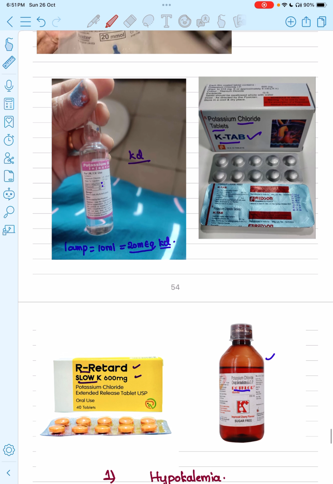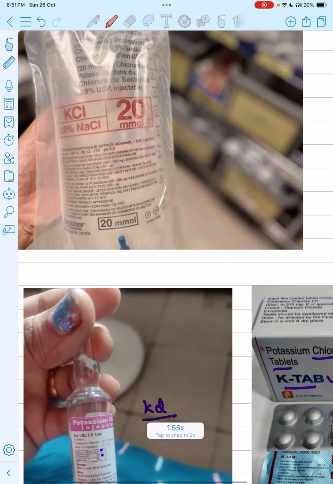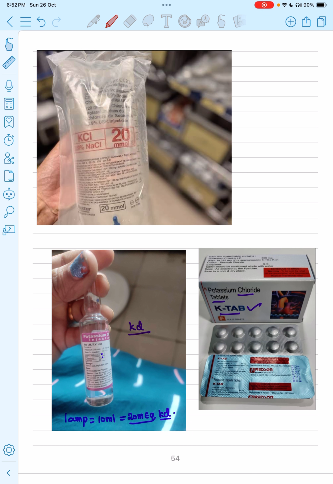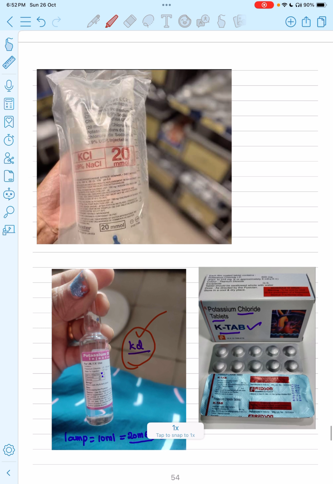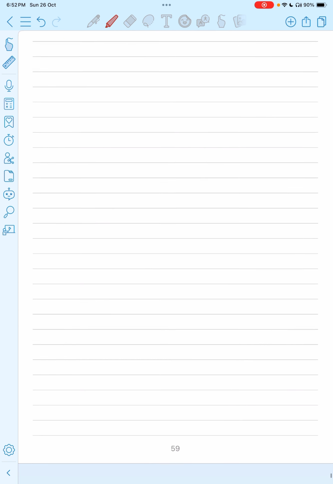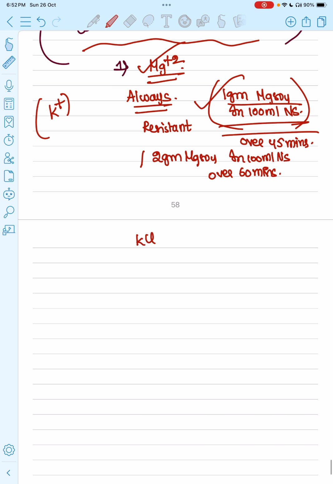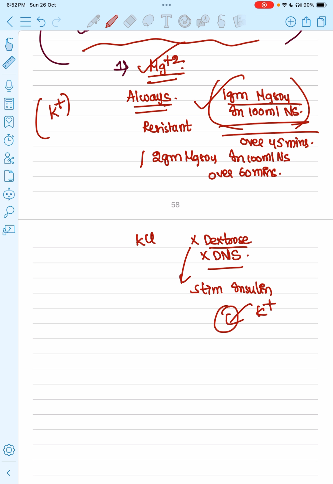KCl comes in this ampoule or ready-made bags like this. So if you need to prepare an infusion, you can prepare it in NS, or use this ready-made bag. It is already in infusion form. And KCl should not be given with dextrose or DNS, because dextrose stimulates insulin. This stimulation of insulin shifts the potassium into cells, which worsens hypokalemia. So KCl is always to be infused with NS.